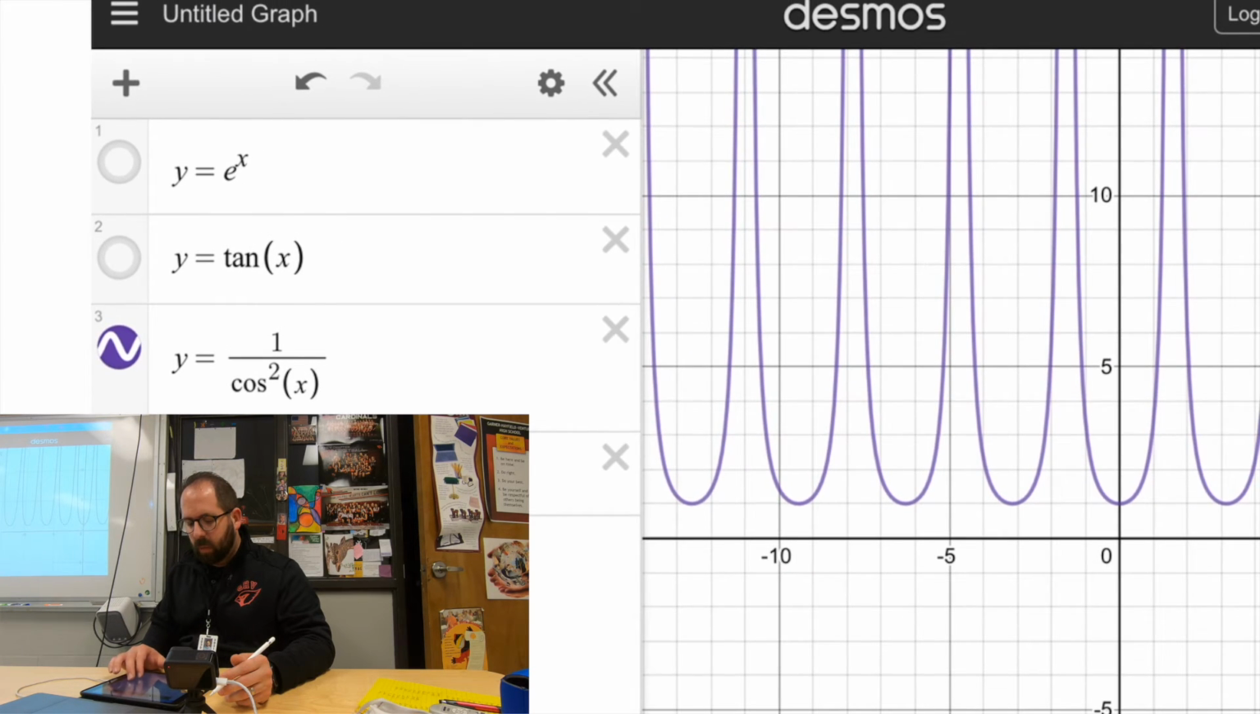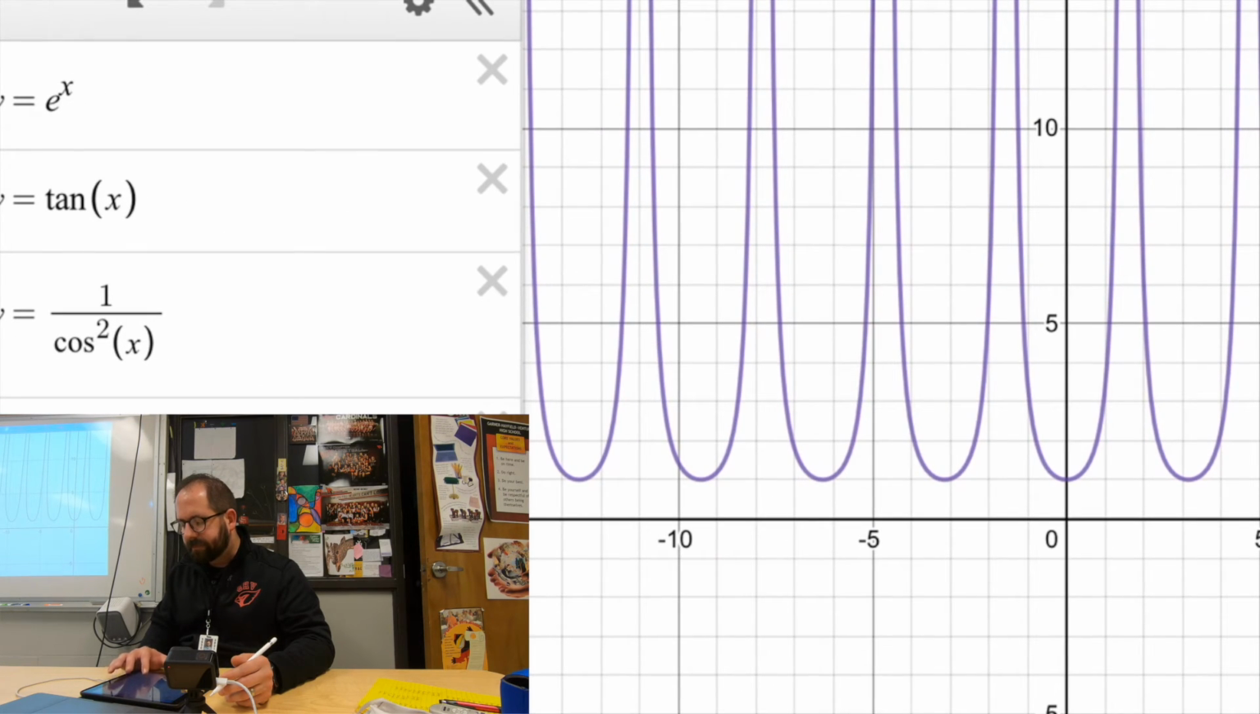It's one of those things, like once you see that concept, it makes sense why the derivative turns out the way that it did. This is my last slide. This is the absolute last slide of the day. 1 over cosine squared. This is the first derivative of tangent.